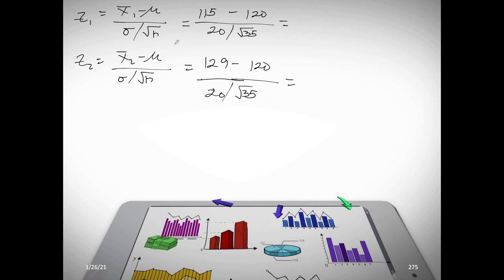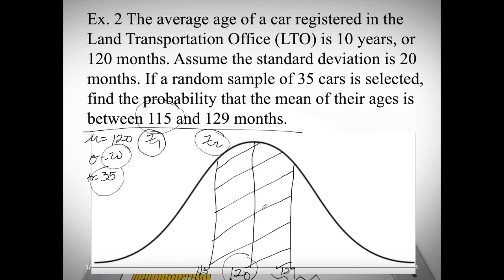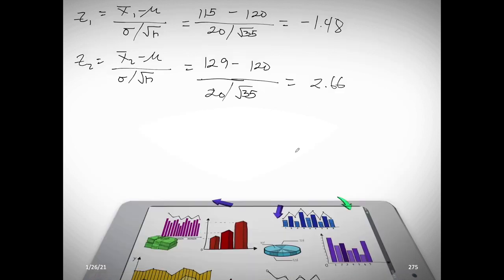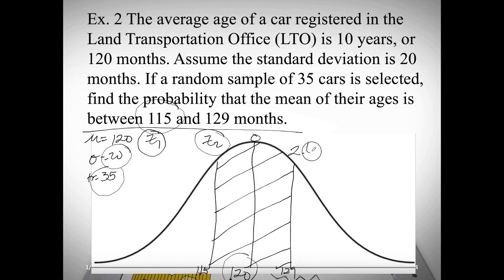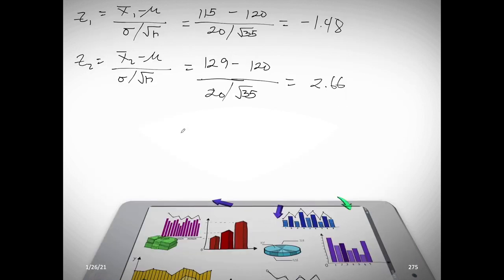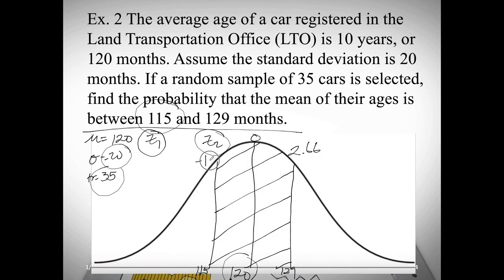So, by directly inputting this sa calculator, this can result to negative 1.48. And this z sub 2 is equivalent to 2.66. No? So, ito yung katumbas niya. If yung 120 is 0, ito is 2.66. And yung ating isa, katumbas niya is actually 1.48 negative. Ayan. So, kukunin natin yung pagitan or yung distance nila from the 0 gamit na ulit yung ating standard normal distribution table. No, then i-add natin sila para mahanap natin yung total percentage nila.